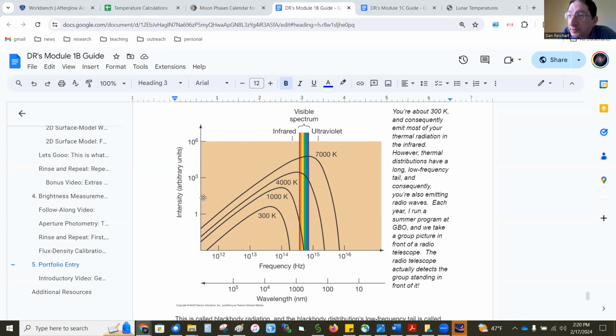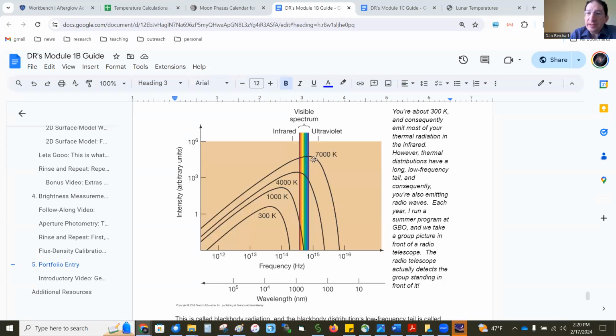And here you see different curves for different temperatures. Now, your temperature is about 300 Kelvin. That's kind of room temperature. So that's this curve here. You see it does not cross the visible band. And consequently, you're not emitting visible light. You're not glowing. But you are emitting infrared. That's the heat that's coming off of you. That's this curve right here. And for hotter and hotter objects, they do intersect the visible band. And so they glow and they can have colors depending upon whether there's more red light or more blue light.